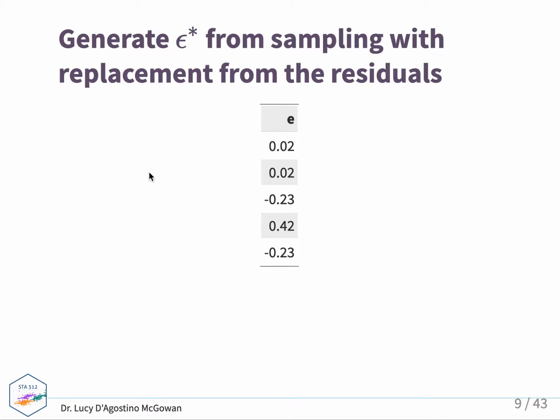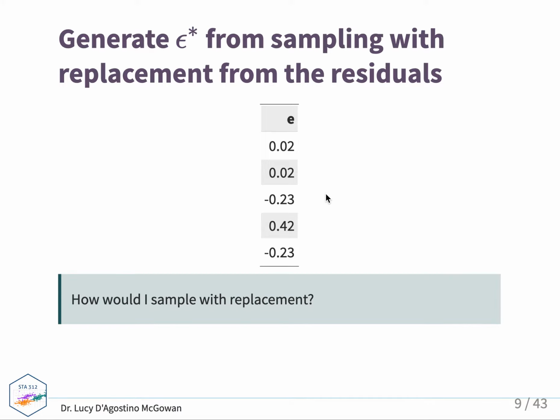Okay, so this first step: generate E star from sampling with replacement from the residuals. What does that mean? Here I've put together an example where I have a data set with 5 observations, and I fit some model, and I end up with 5 residuals. My residuals E that I've observed in this data set are 0.02, 0.02, negative 0.23, 0.42, and negative 0.23. So I've got 5 different potential residuals here. This is my observed data. How would I sample this with replacement?